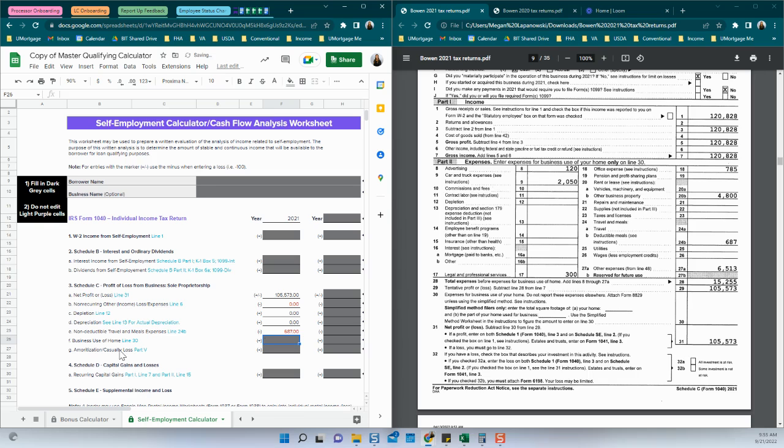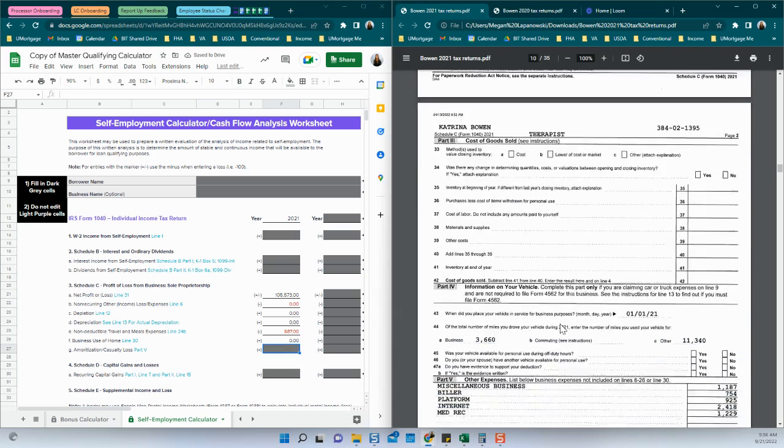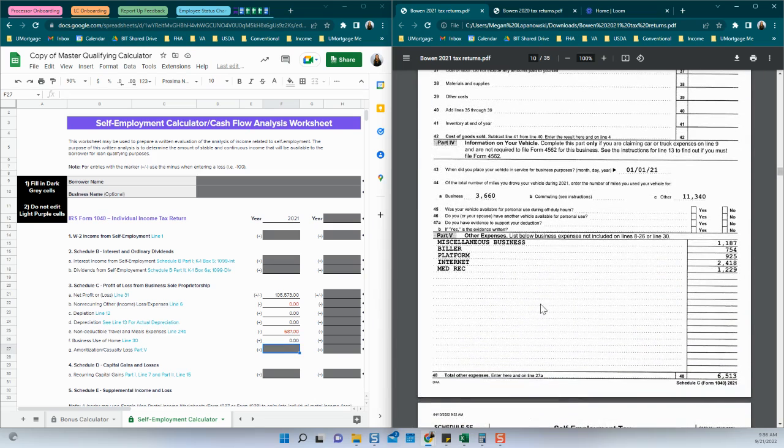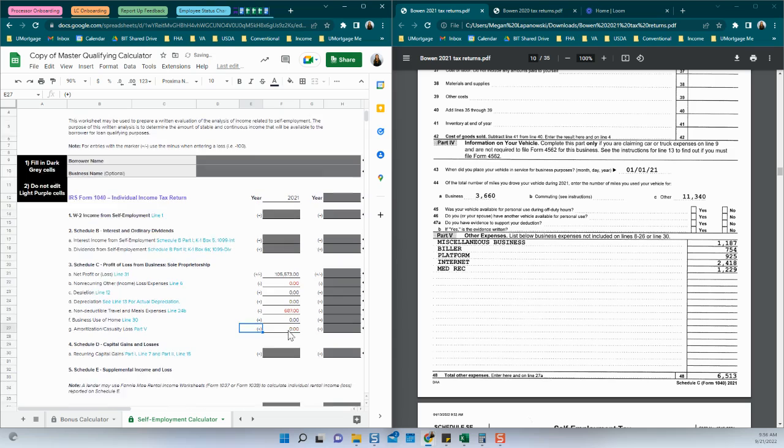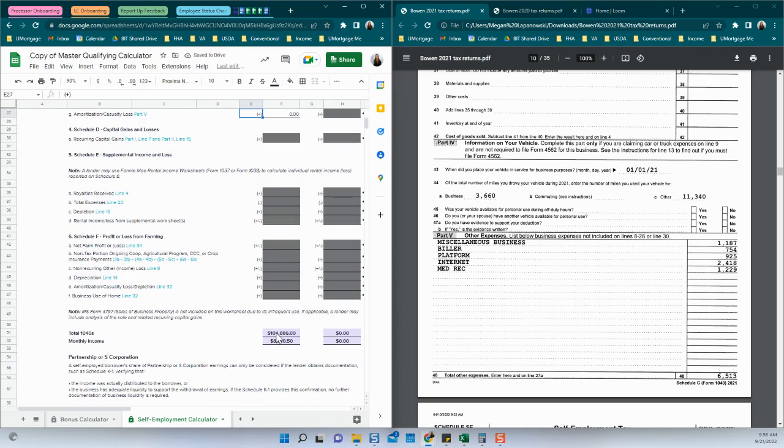Business use of home, this is an add back. We've got this on line 30. We've got nothing here, so we're going to put 0. And then last is our amortization / casualty loss. That's in part 5. So this is going to be a line item situation. So we have miscellaneous business, biller, platform, internet, and medical records. None of that is amortization or casualty loss, so we are not going to add any of that back. And that gets us all the way down here to our total 1040s in our monthly income.